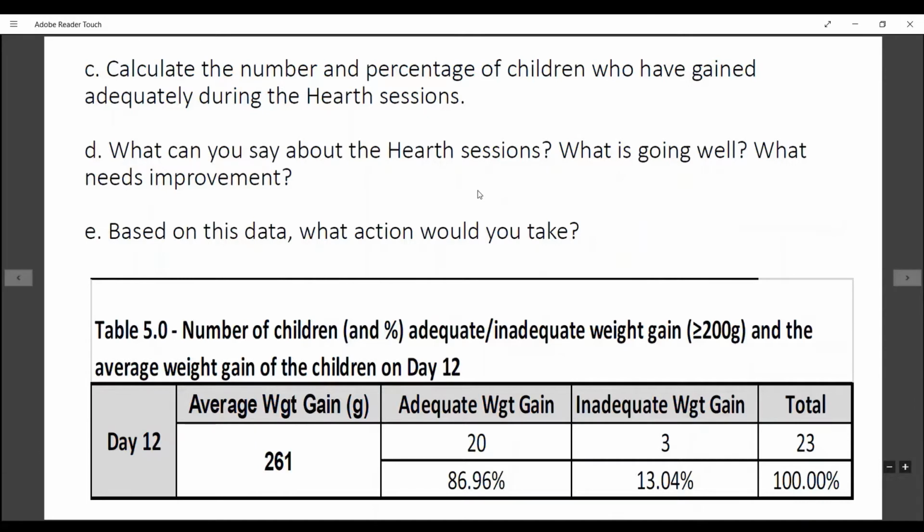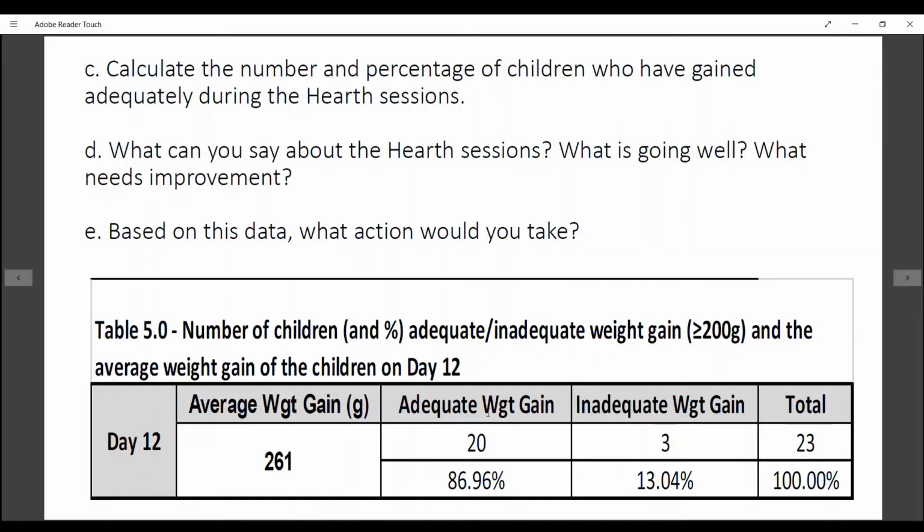The next 3 questions are: calculate the number and percentage of children who have gained adequate weight during the PDH session. What can you say about the PDH session? What's going well? What needs to be improved? And based on this data, what action will you take? Calculating the number and percentage of children who had gained adequate weight should be fairly simple.